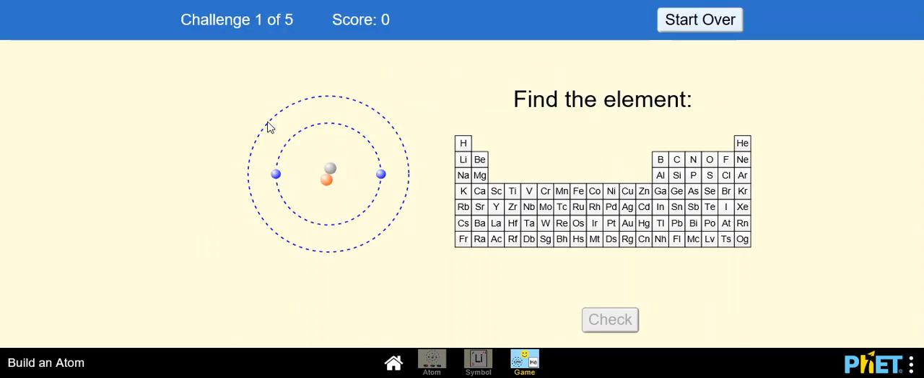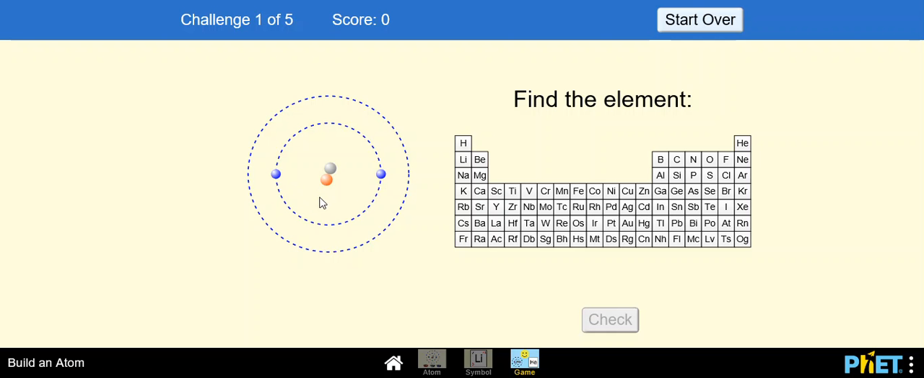Okay, so you need to find the element. Blue represents the electrons and the energy levels within the electron cloud. Red are the protons, and gray represents the neutrons. So here we've got one proton, one neutron, and two electrons.